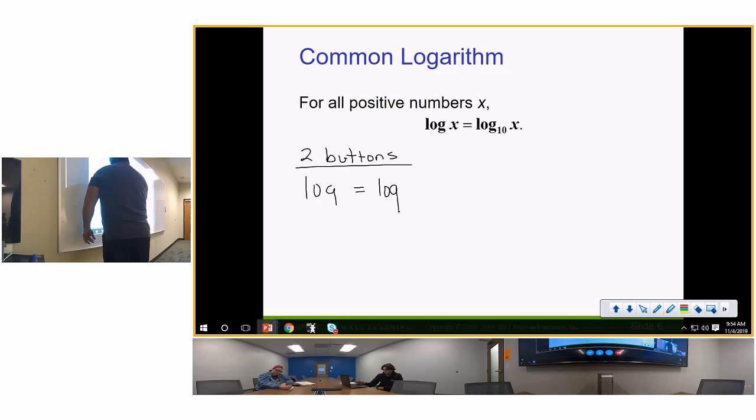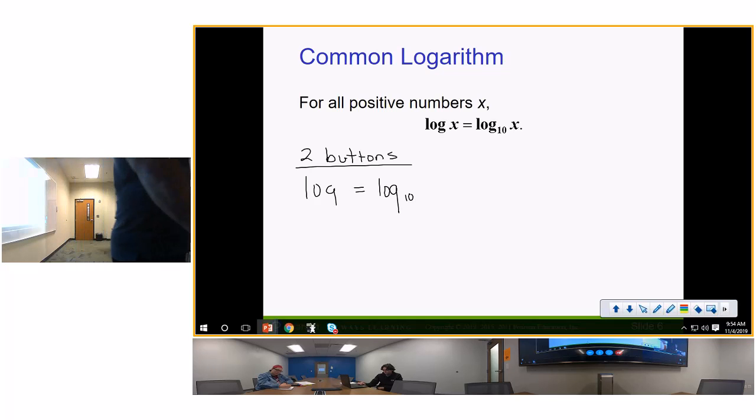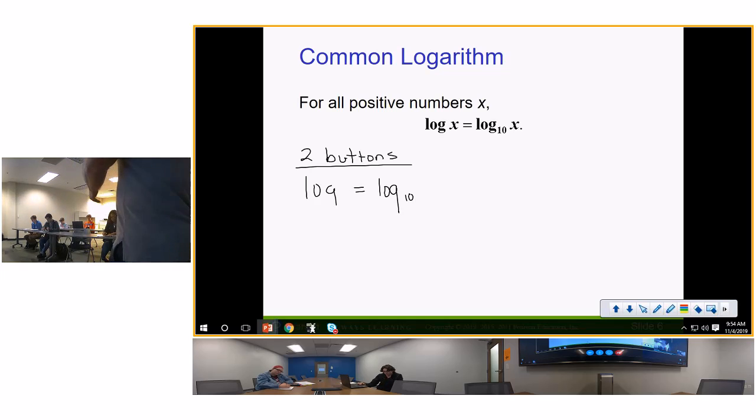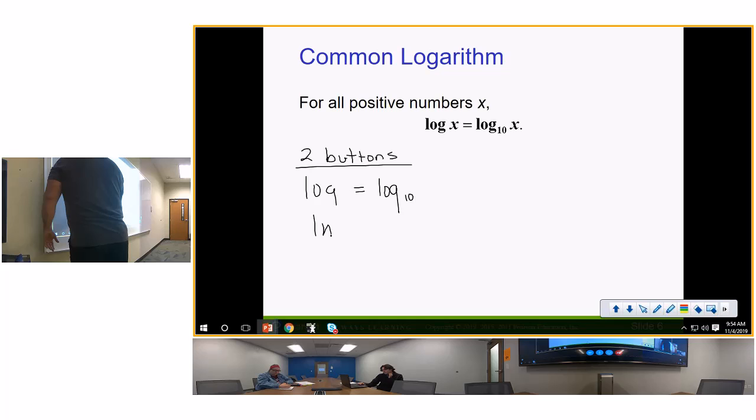Log base 10. There are only 2 buttons on your calculator, so there are only 2 ways that you can calculate a natural log or a log, and that's ln and log. ln is equal to log base e.